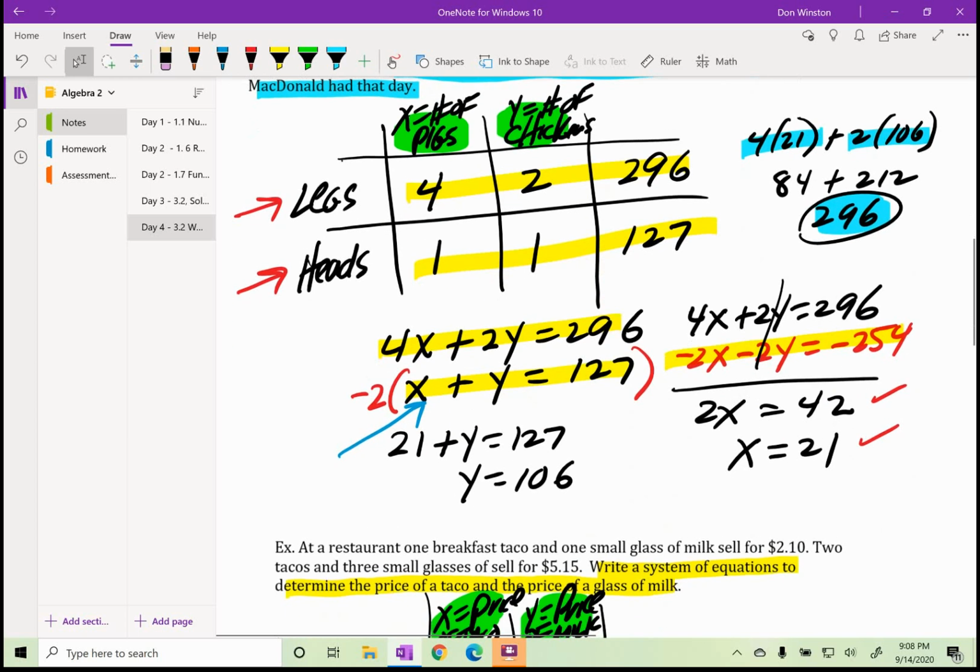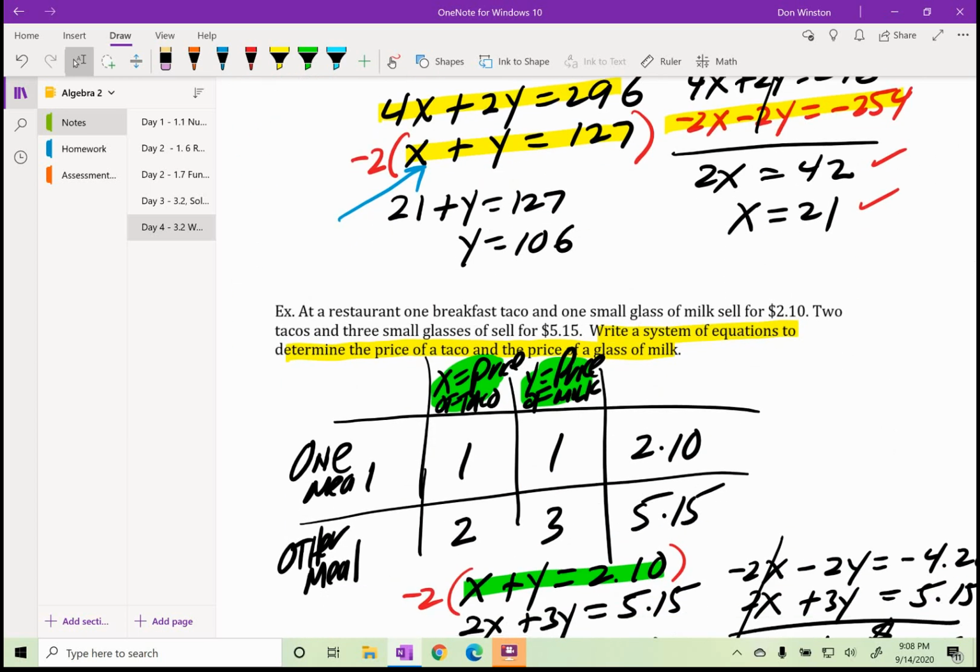Let's look at the next problem here. Okay, at a restaurant, 1 breakfast taco and 1 small glass of milk sold for $2.10. 2 tacos and 3 small glasses of milk sold for $5.15. Again, let's highlight what we're looking for. So write a system of equations to determine the price of a taco and the price of a glass of milk. So again, I drew my organization chart.